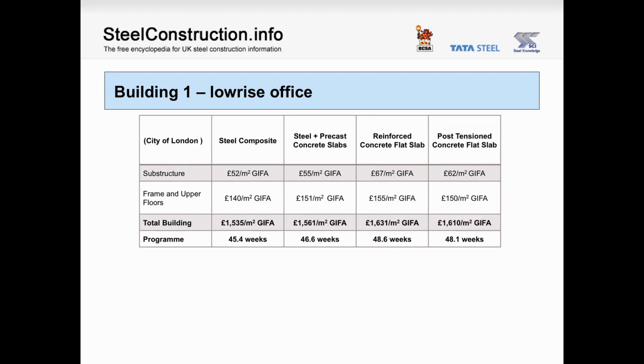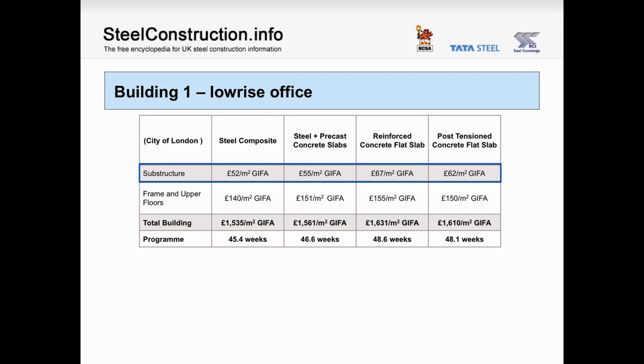Reviewing the outputs of the study, we can see that for the frame and floor costs alone, the standard steel composite construction is the cheapest at £140 per square metre, and flat slab concrete is the most expensive at £155 per metre squared. Steel with precast and post-tension concrete flat slab are comparable.